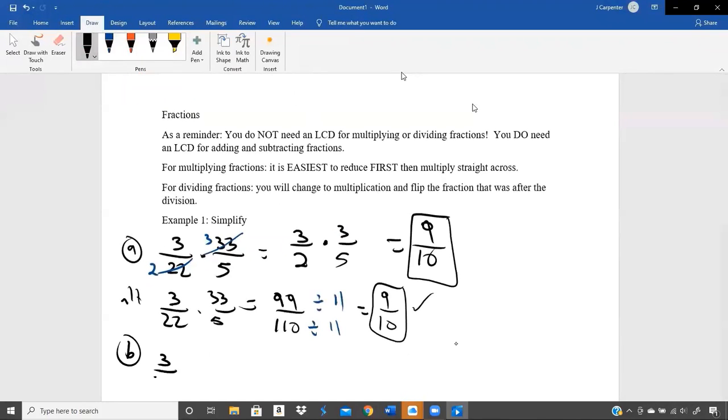What if we had 3 over 22 divided by, what do I want to have this as? 9 over 40. There we go.